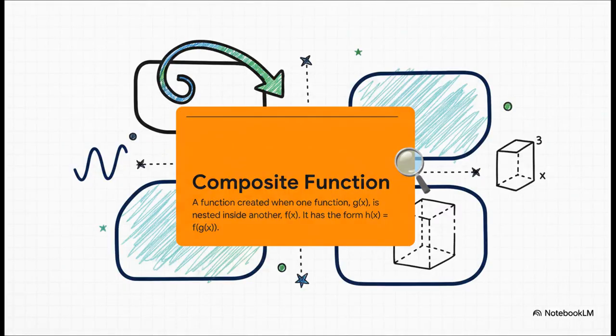What we're looking at here has a name. It's called a composite function. Think of it like a set of Russian nesting dolls. In our example, you have an outer function, the sine of x, and an inner function, the x cubed, that's tucked right inside of it.